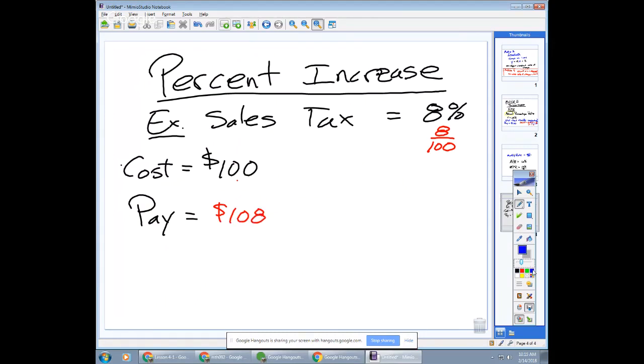Two ways to calculate that. One way is we have to pay $100 already, and then we have to add on the interest amount, which is going to be $100 times the interest rate.